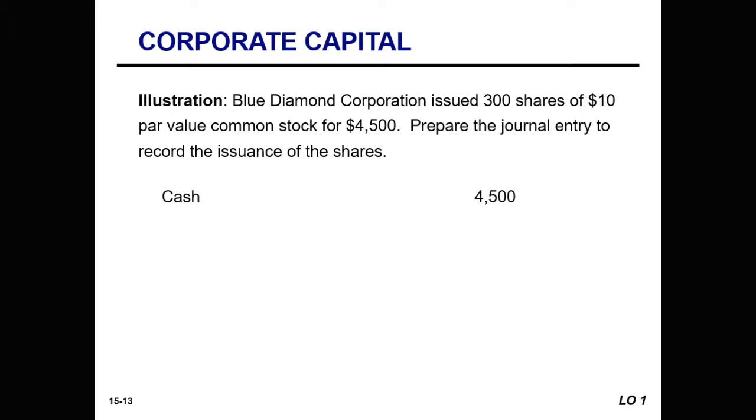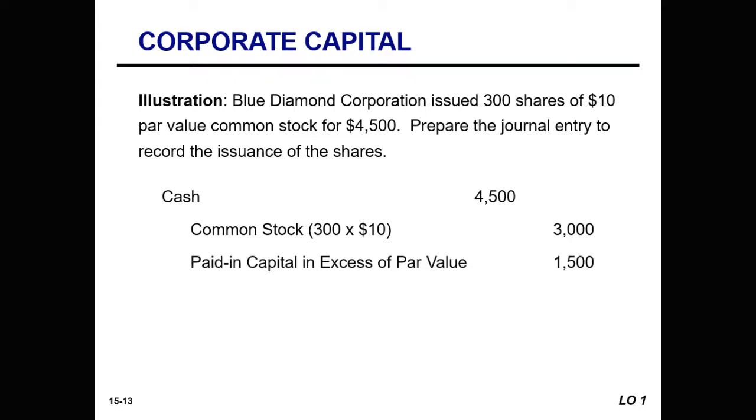We have a measure per share of stock. That is $10 par value common stock. So $10 times 300 shares means that we have common stock at par value increasing $3,000. However, we received $4,500. That additional $1,500 is then credited to the paid in capital in excess of par value.